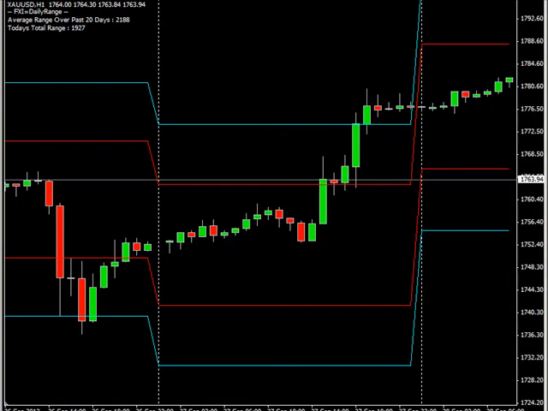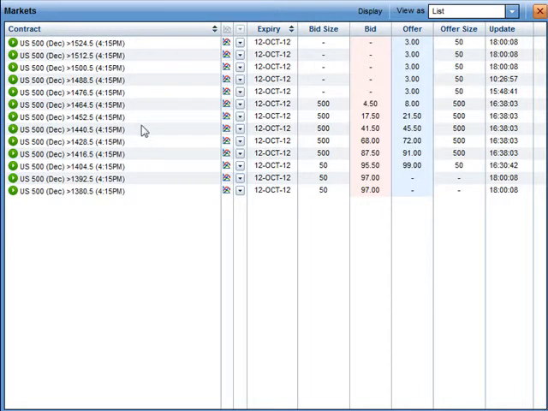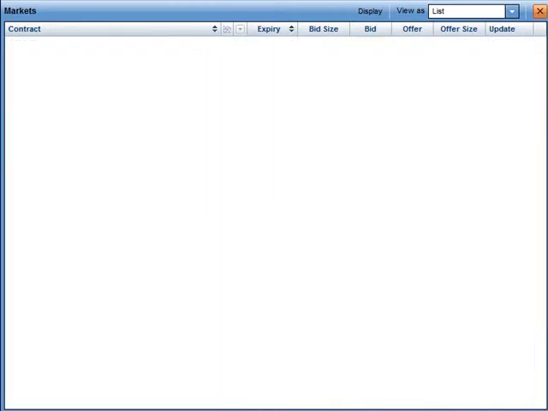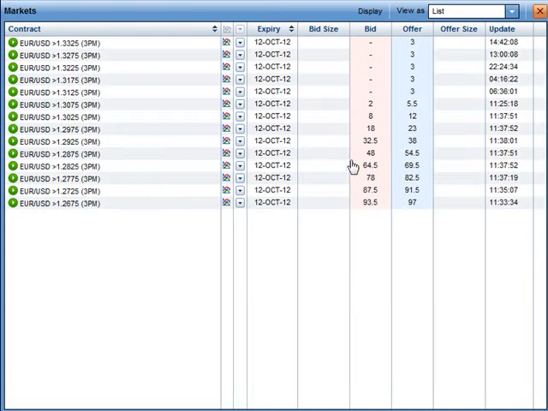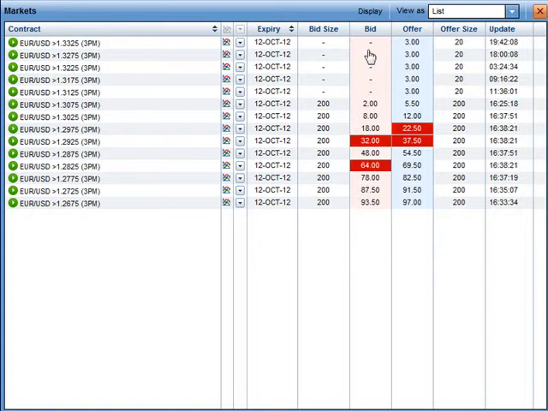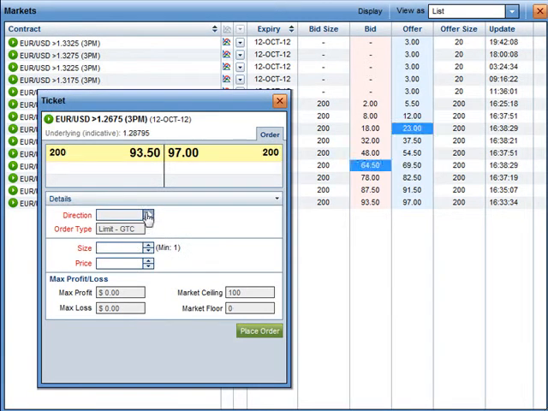So let's take a look at our options chain. Let's go over to, say, the Euro USD. We'll take a look at it. You can see that we have our options chains here, bid and offer. We have a deep in the money right here. So if we were to buy this, it's going to cost us $97, and we're going to make $3.